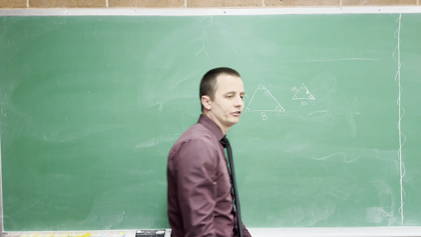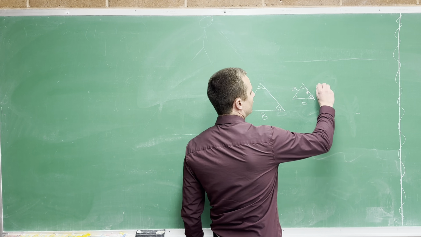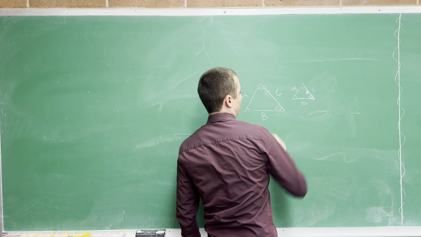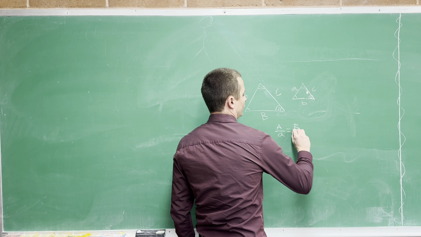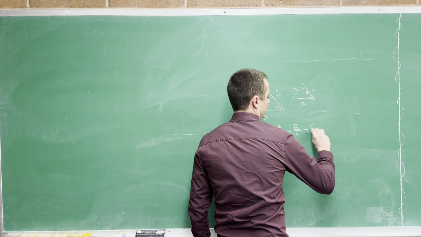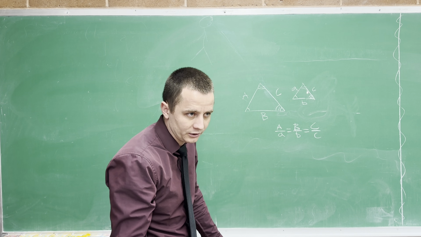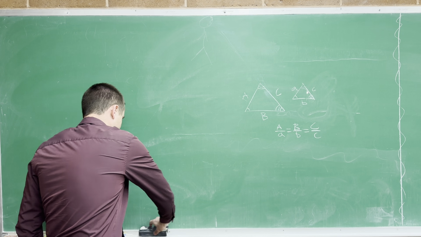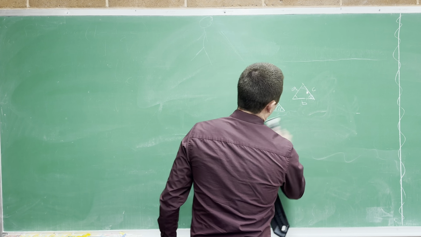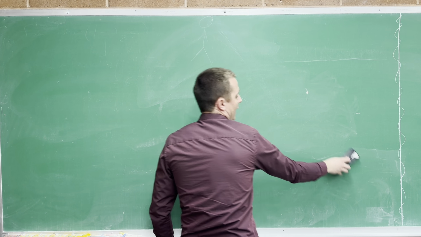And then finally, what was the last way? All three of the sides are proportional. So that means that big A over little a is equal to big B over little b is equal to big C over little c. If that's the case, then the triangles are similar. And those were our basic similarity theorems, right? Yeah. So now our next section is all about area.